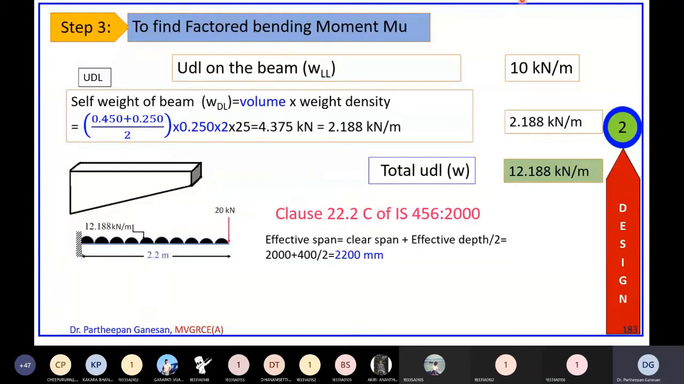While calculating the bending moment, remember the steps. You have to find out the factored bending moment, using the factored load and the effective span. So the effective span is 2.2 meter, and sorry, this is not factored load. What we can do is find out the bending moment value, and finally the factored moment. Now, how will we find out the bending moment values?